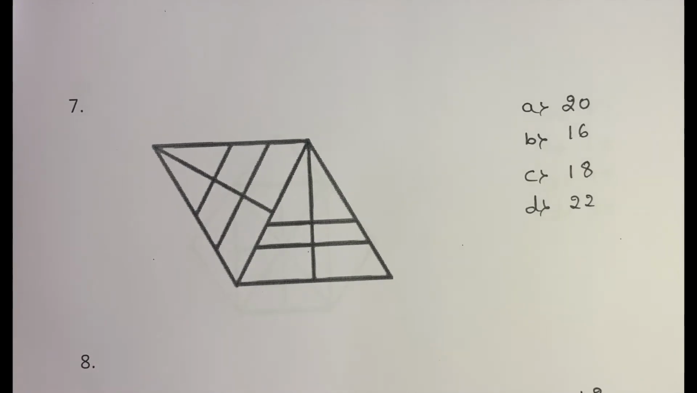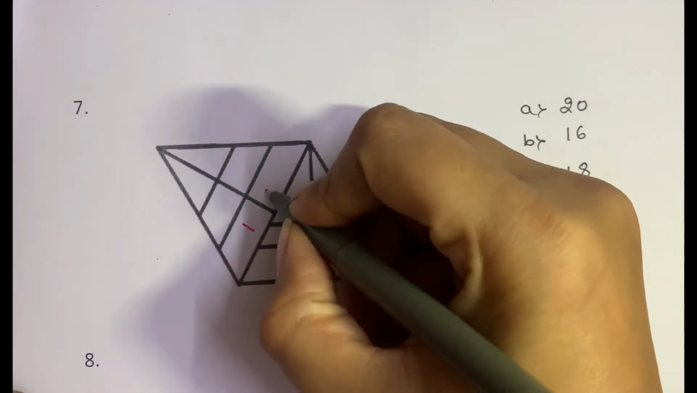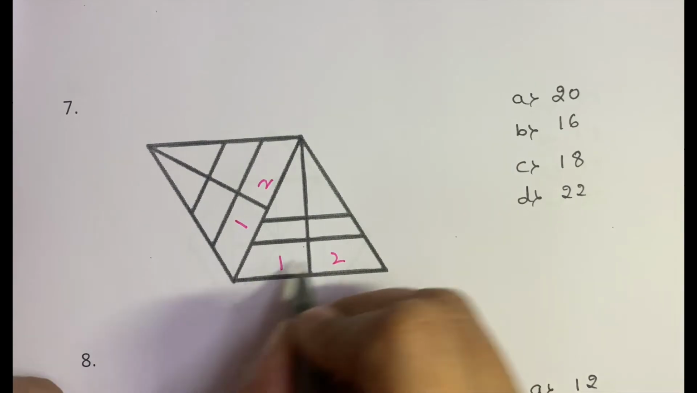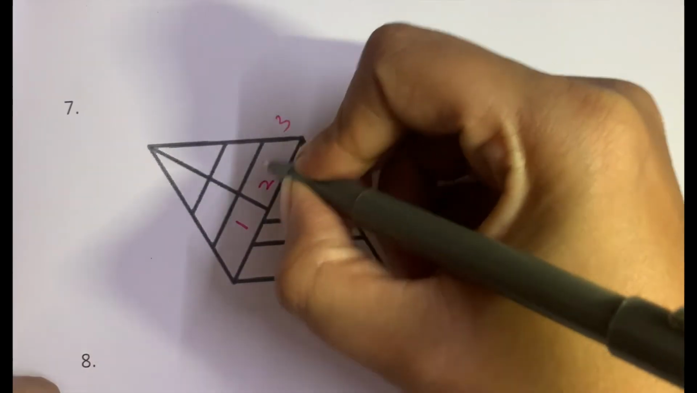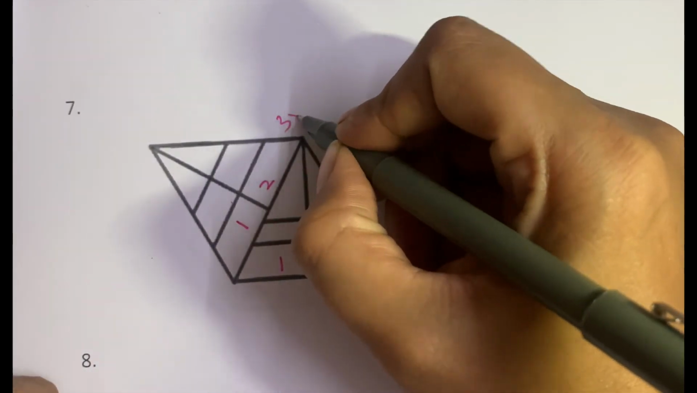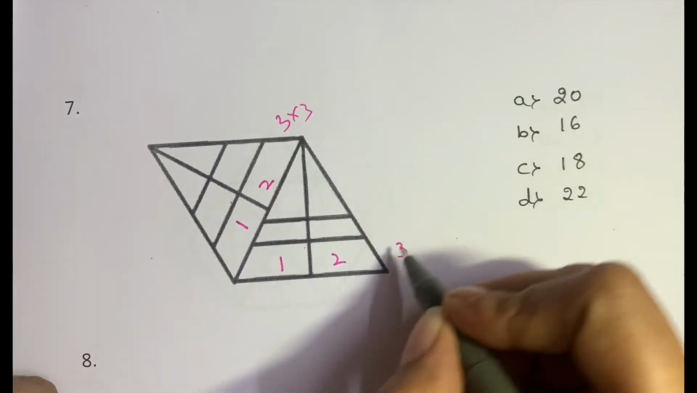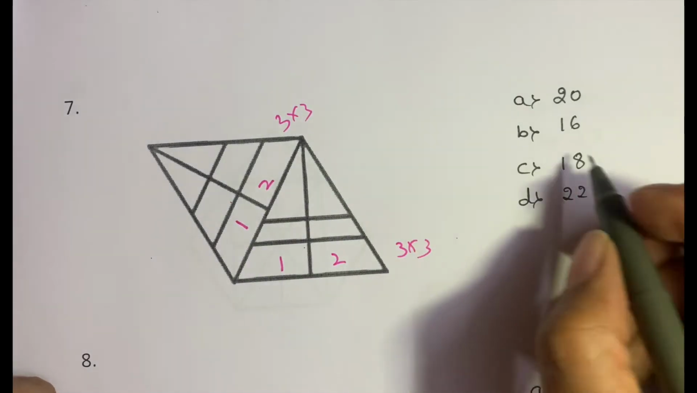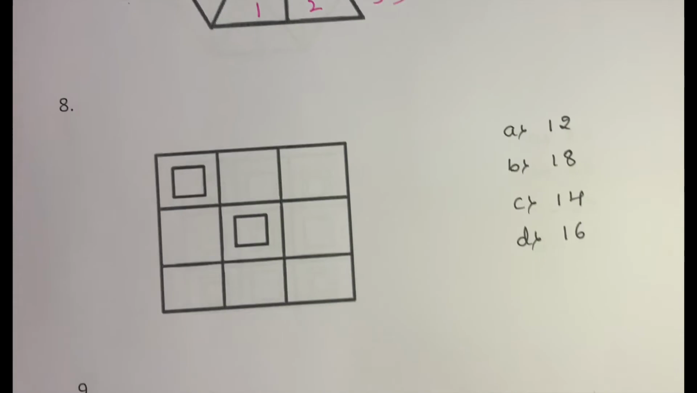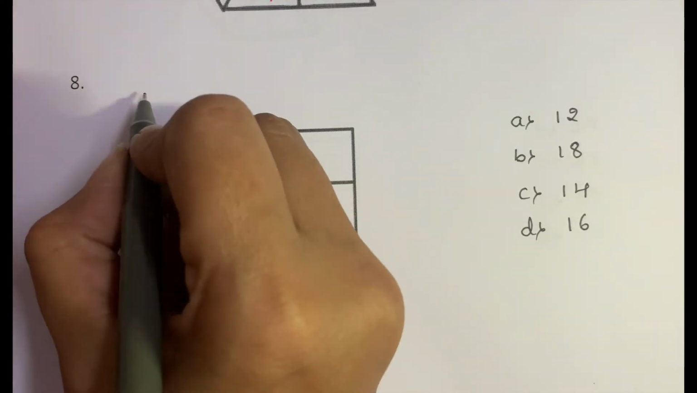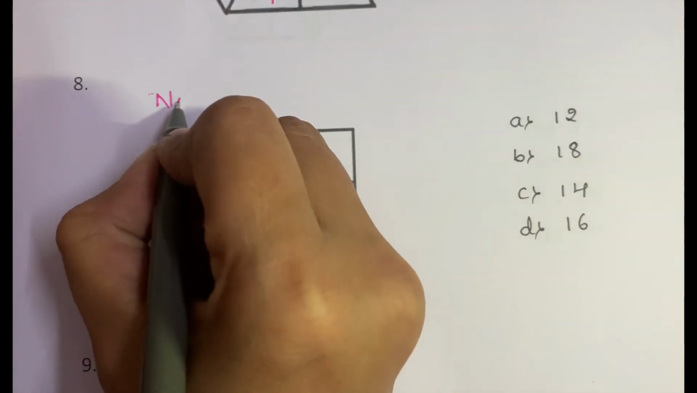So again, very simple. See, 1, 2, 1 and 2. Here it is 3, here it is 3. How many horizontal lines? 1, 2, 3. Into 3. How many horizontal? 1, 2, 3. Into 3. So 9 plus 9 it is 18 is the answer. Finish. Then, so here it is count the number of squares.